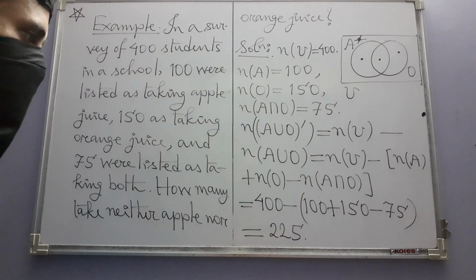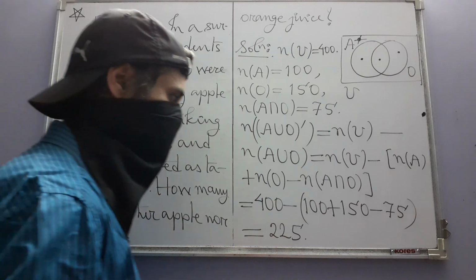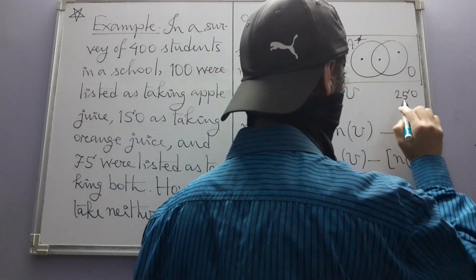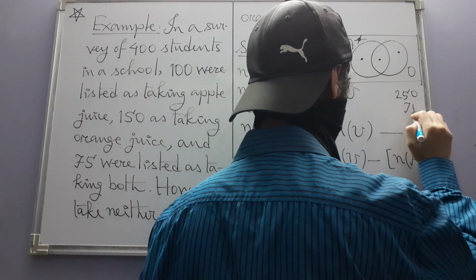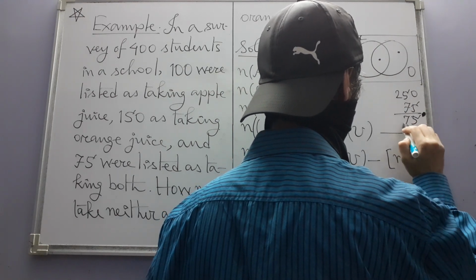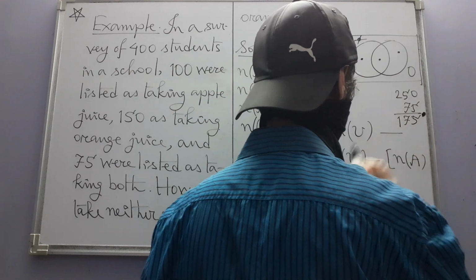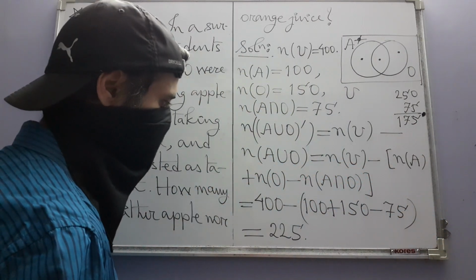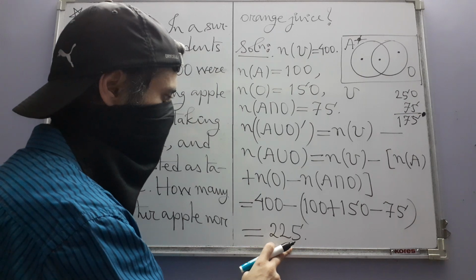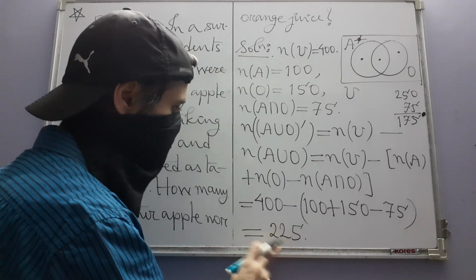Do we really get 225? 250, let me just see. Okay, minus 75. 175 plus 275, 5, 5, 10. Yes.